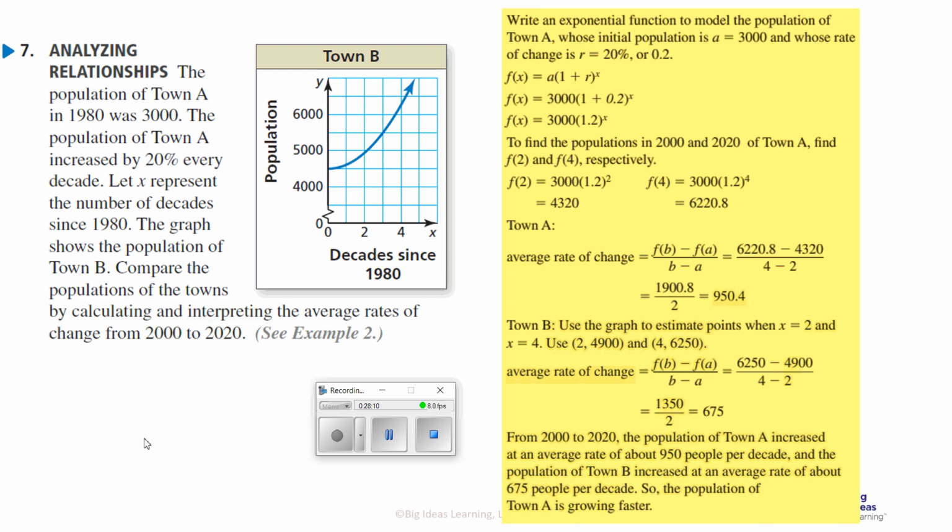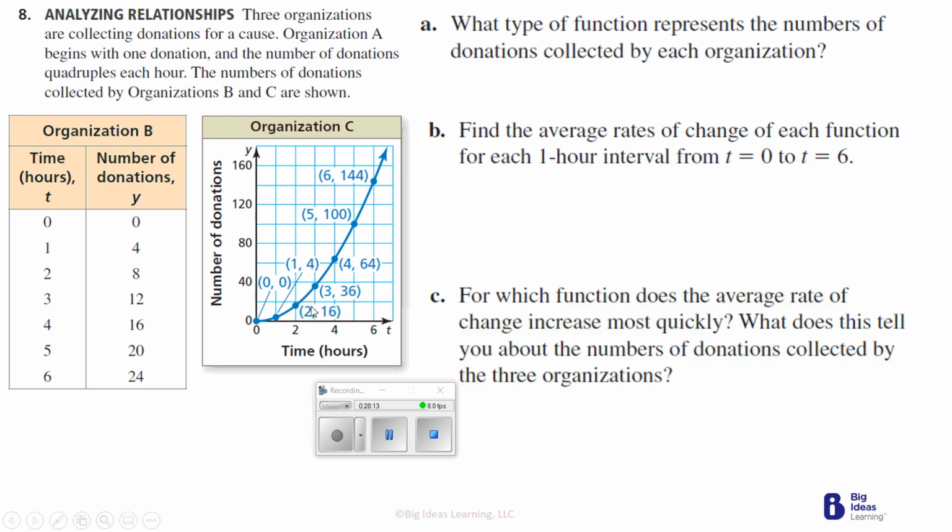All right, let's go on to number 8. I believe that was yours to do. So I'm going to go on to number 9. Good luck at number 8.